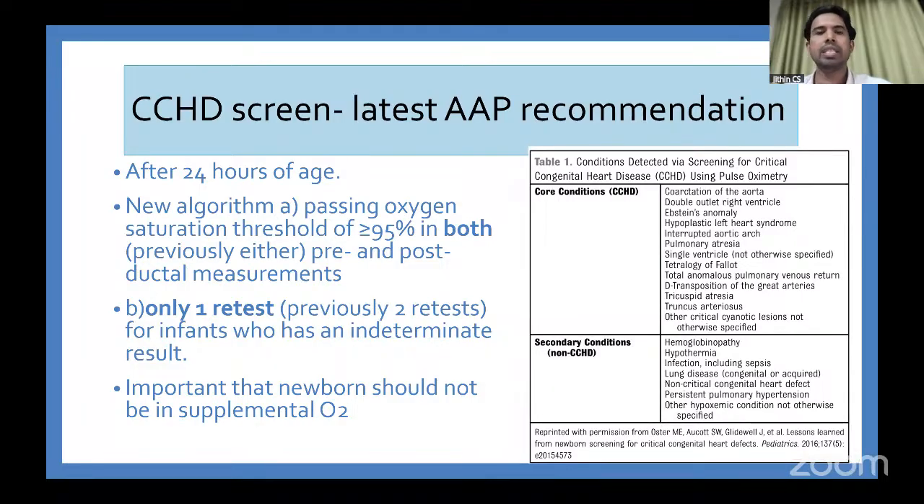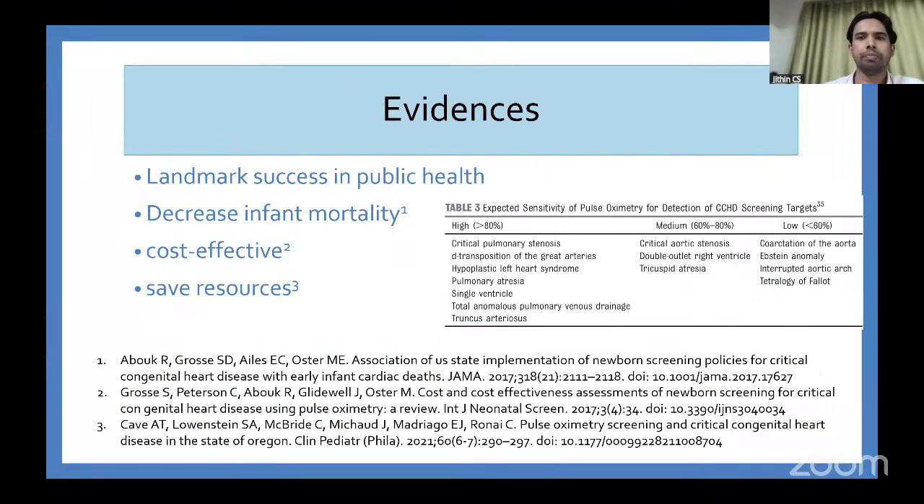If it is a failed CCHD screen, we should think of cardiac conditions as well as non-cardiac conditions. The cardiac conditions are various, like cyanotic heart diseases, whereas the non-cardiac conditions also should be taken into mind, like hypothermia, sometimes neonatal sepsis, respiratory pathologies, or sometimes PPHN or hemoglobinopathies could be the cause for a failed CCHD. The evidence in favor of CCHD screening is that it decreases infant mortality, it is very cost effective, and saves resources.